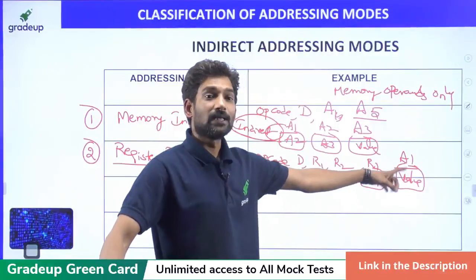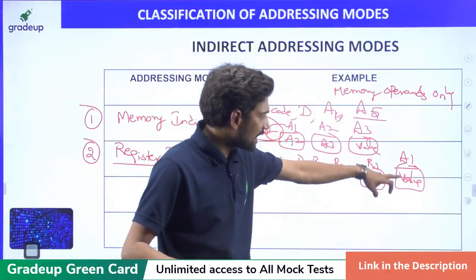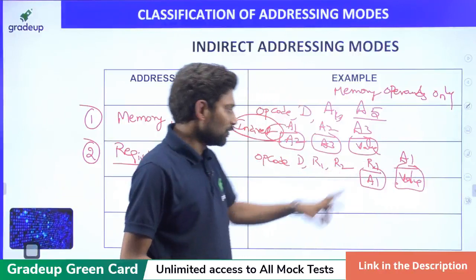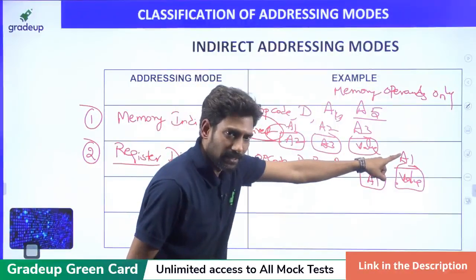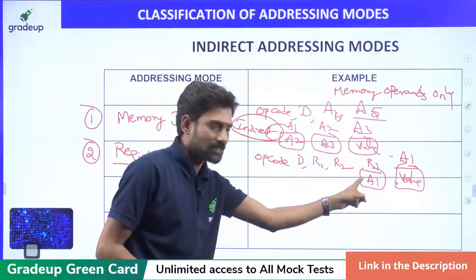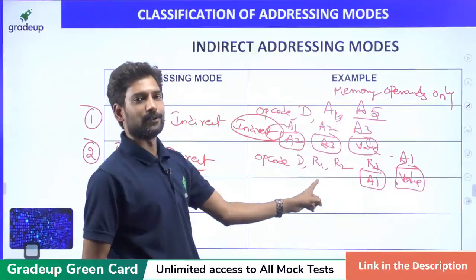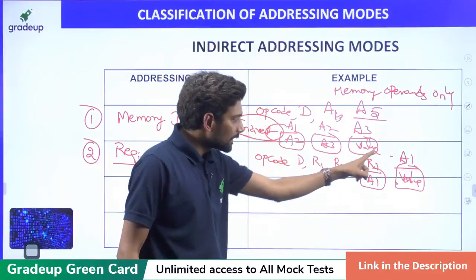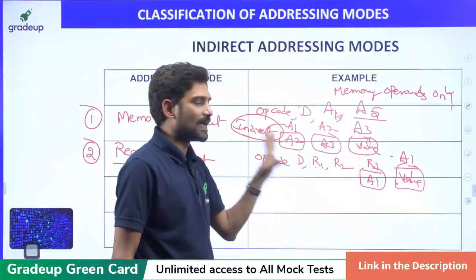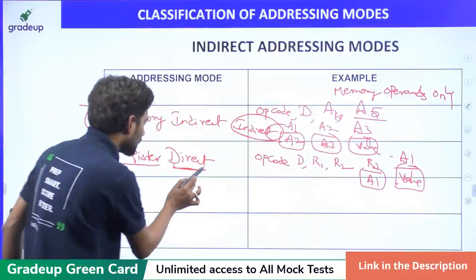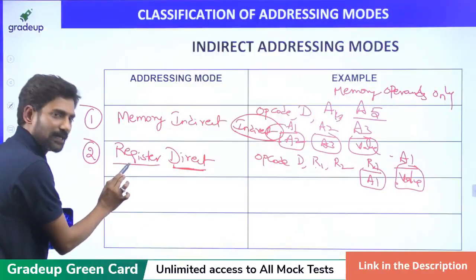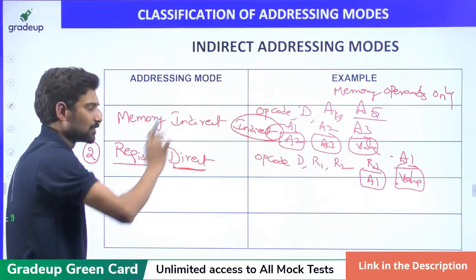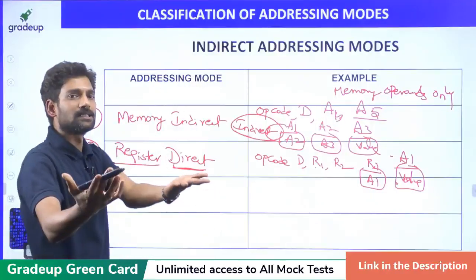A1 is what? A direct address, because it is having the value. Now, a direct address kept in a register is given as reference to the ALU. So, what addressing mode is it? Register direct.